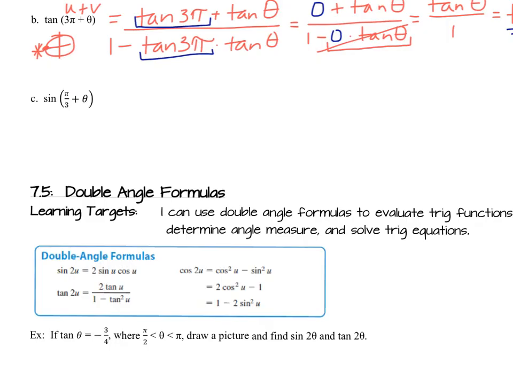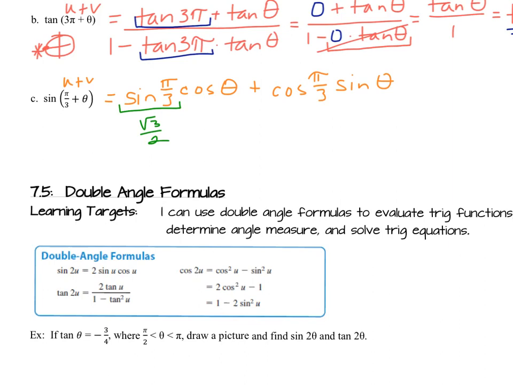For our final example, sine of pi over 3 plus theta. So there's our u plus v. When we expand the sum formula for sine, it's sine u, which is sine pi over 3, and then it's cosine v, which is cosine theta. If it's the sum formula for sine, it expands as an addition problem, and then cosine u, which is pi over 3, sine v, which is theta. Going back to that fun unit circle that we all know and love so well, at pi over 3 in quadrant 1, sine equals square root 3 over 2.